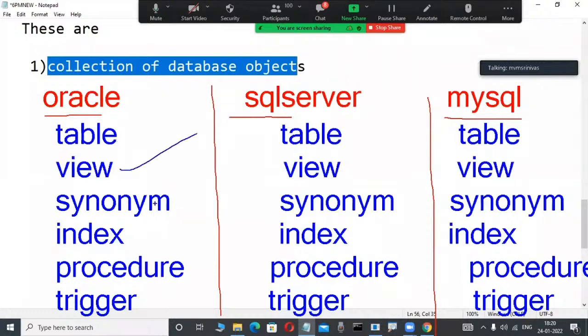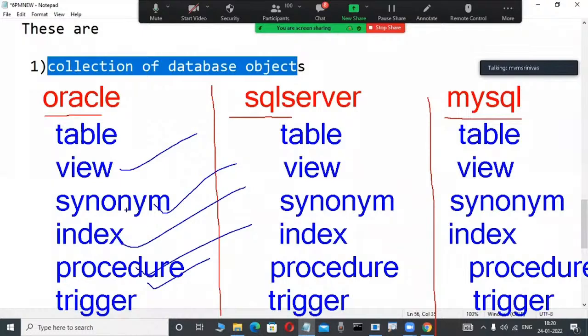What is the purpose of view? What is the purpose of synonym? What is the purpose of index? What is the purpose of procedure? What is the purpose of trigger? You should have an idea where we are using these. The one relational data model product we are learning, all the relational data model products use the same thing, only syntactically different and functions are different, but conceptually the same.